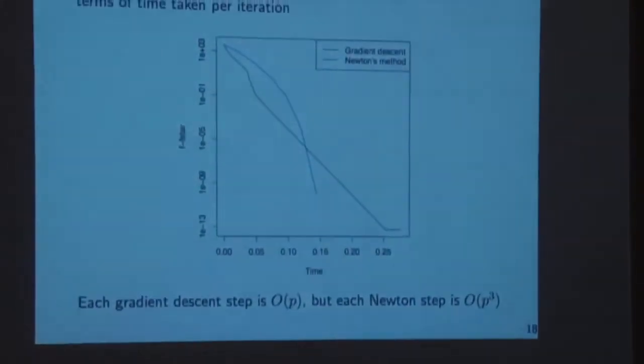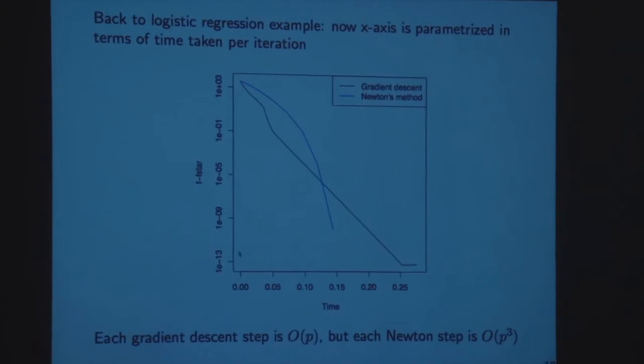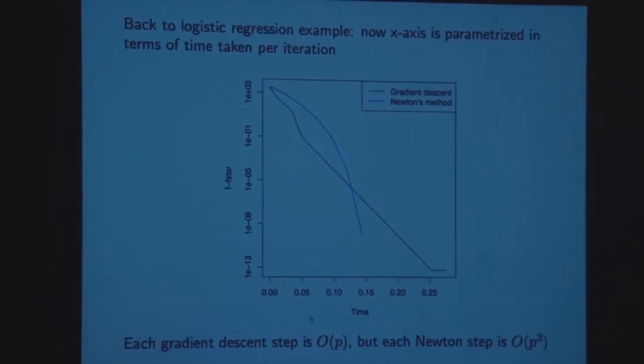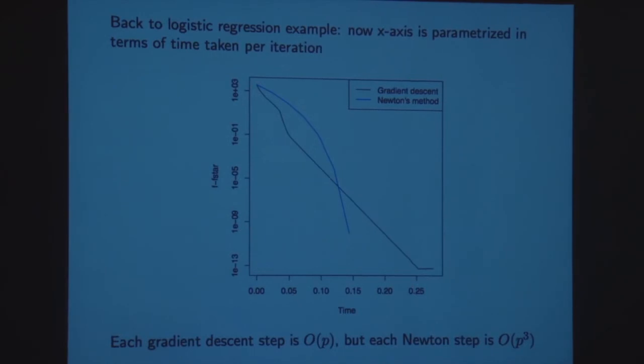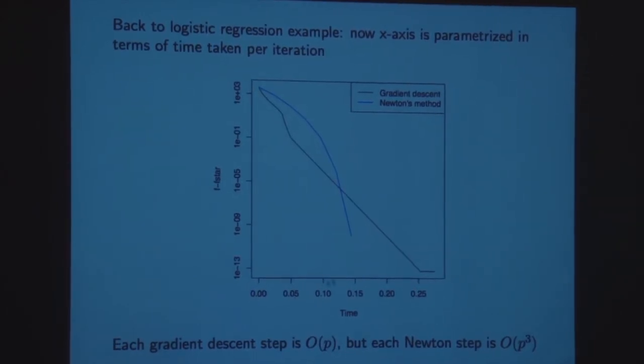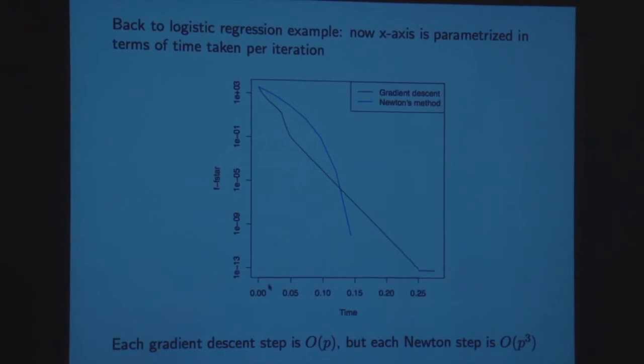So here's a comparison of the convergence of gradient descent and Newton's method in that same example I showed you before. But now I'm putting time on the x-axis. This is a pretty small problem, 500 observations, 100 variables, logistic regression. And instead of the number of iterations taken by each method, I'm putting the total time. So they take different amounts of time, right? Because each gradient step is order p here, and each Newton step is order p cubed.